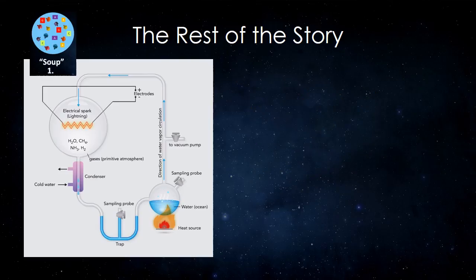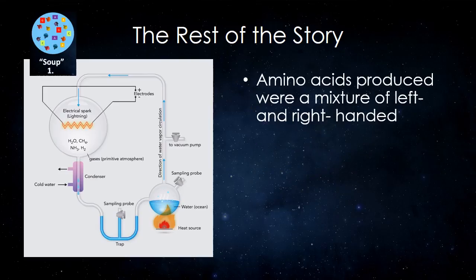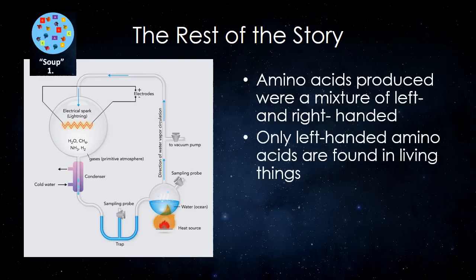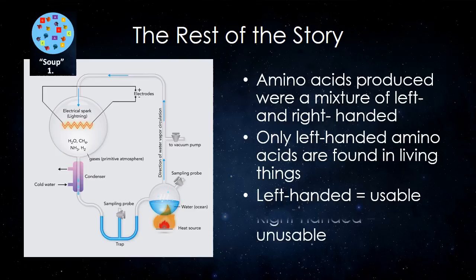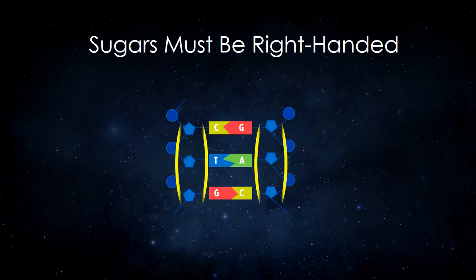Perhaps one of the most challenging problems of all is the fact that the amino acids produced were a mixture of left and right-handed amino acids. Why is this important? Because only left-handed amino acids are found in living things. Some mechanism would be needed to distinguish between the usable left-handed amino acids and the unusable right-handed amino acids. This dramatically changes the probability of proteins forming by chance.